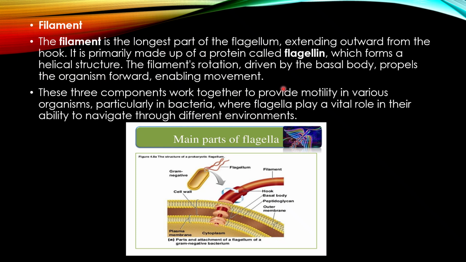The filament's rotation, driven by the basal body, propels the organism forward, enabling movement. So as the filament starts rotating, it allows the organism to move forward. These three components work together to provide motility in various organisms, particularly in bacteria, where flagella play a vital role in their ability to navigate through different environments. So the basal body, hook and filament all work together and bring about the movement of the flagella, which in turn helps the bacterium to move.